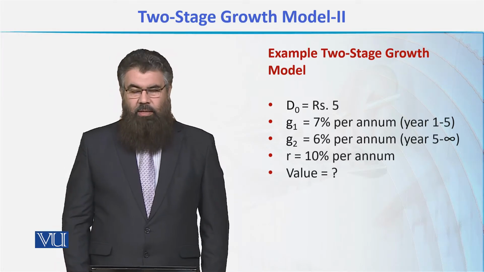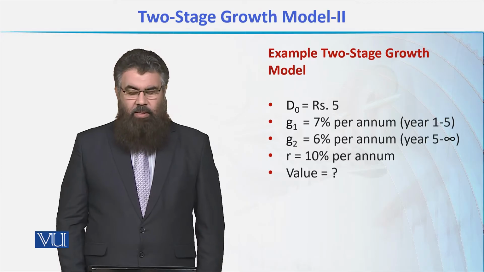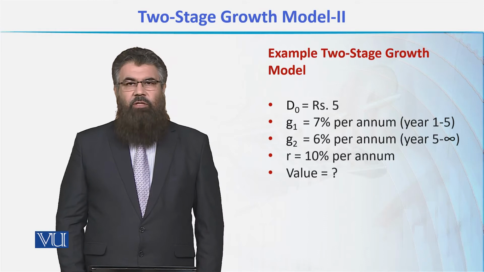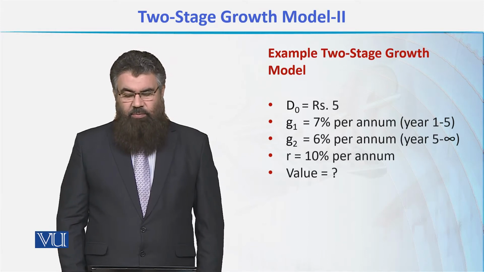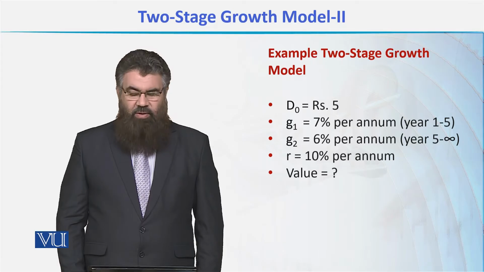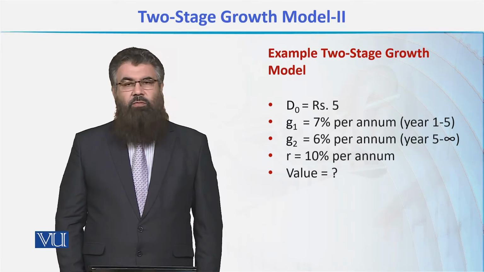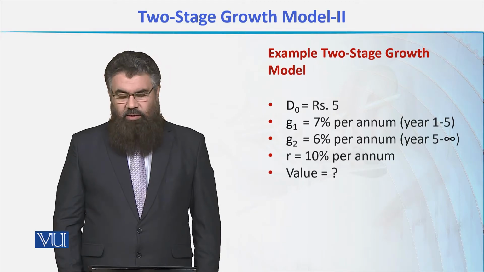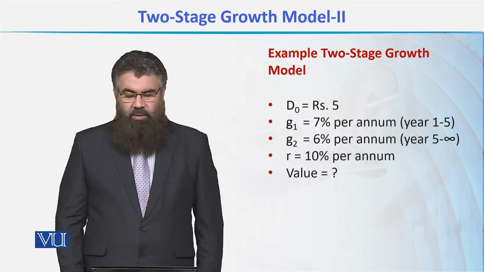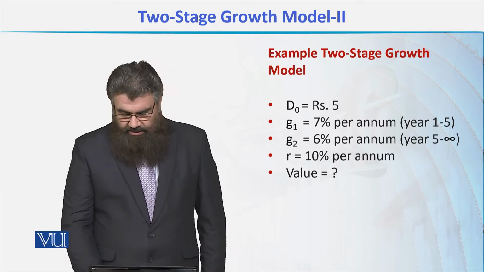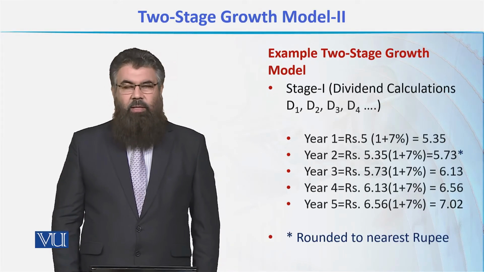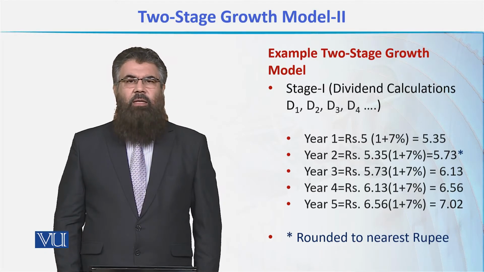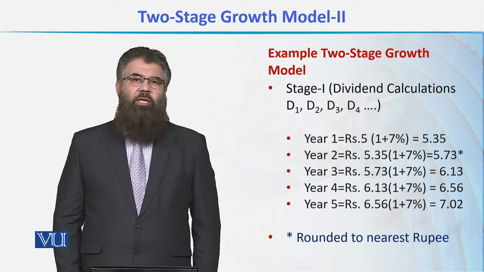Here we have got D0, that is the last year's dividend, equal to 5 rupees. The first growth rate, which is for the first stage, is 7% from year 1 to 5, and the second growth rate, which is from the year 6, that is after the 5th year, and it goes till infinity, is 6%. The required rate is 10% and the intrinsic value is to be calculated. So the first step here is to calculate the future dividends of stage 1.